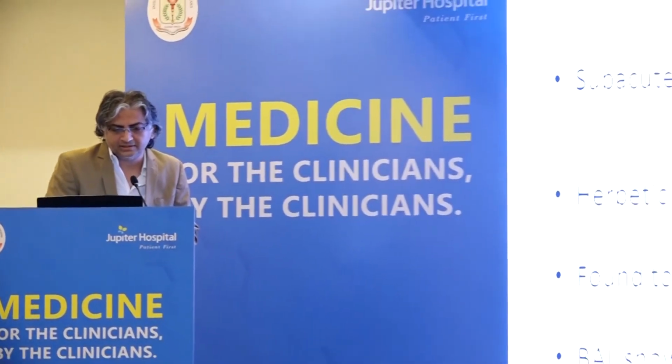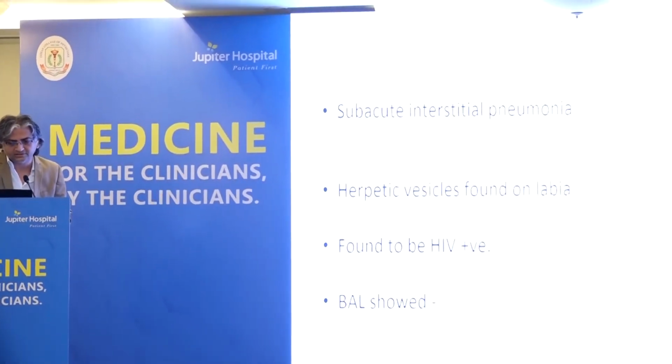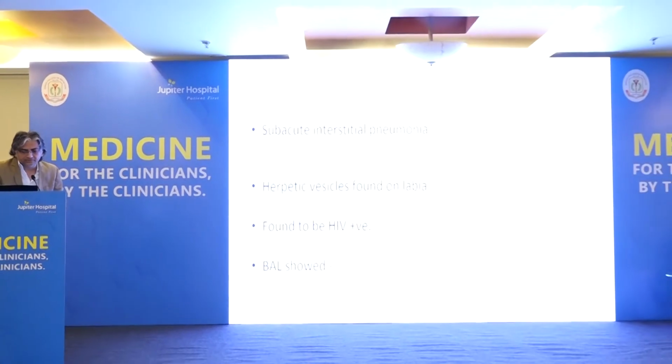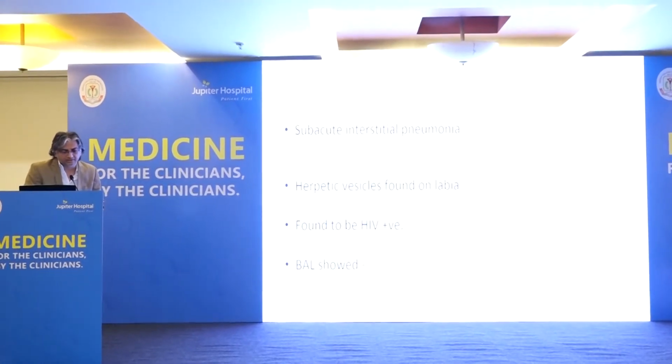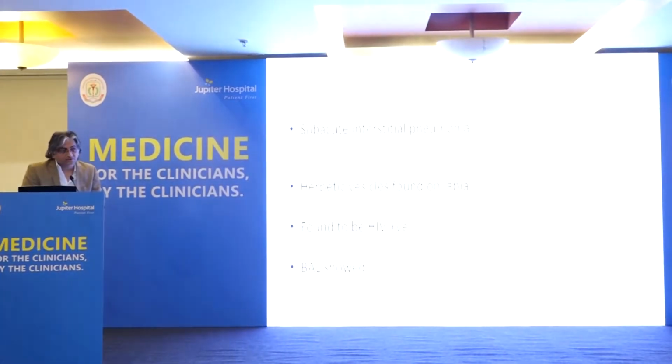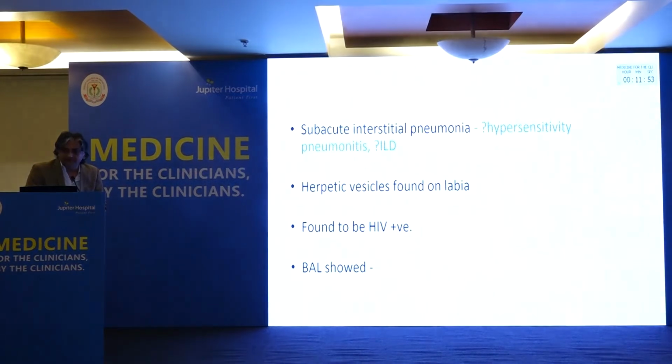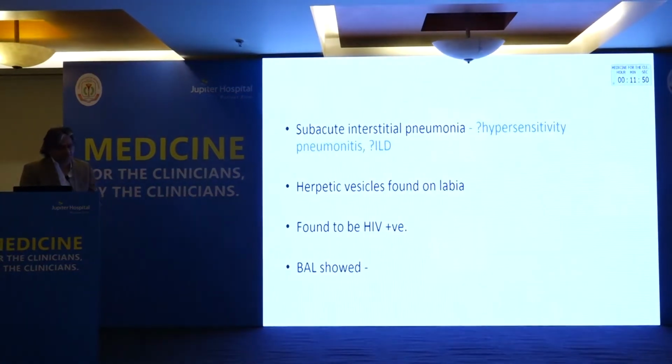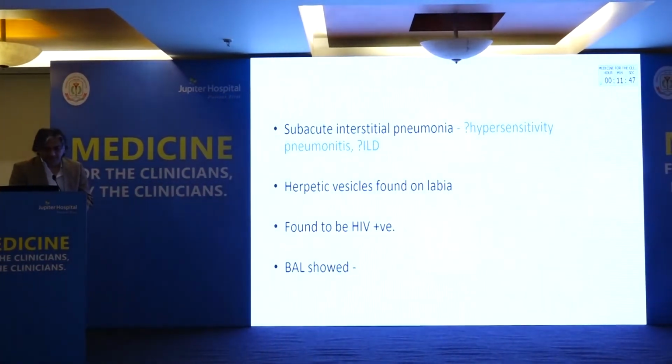Initially, patient had gone somewhere else, and it had been diagnosed as a hypersensitivity pneumonitis or an ILD. But when we examined her, we found some herpetic vesicles on the labia, and she was then found to be HIV positive. So now what Dhanashri said very astutely, the first thing she said is PCP. So that seems to be very high on the cards, because a seropositive patient with ground glass interstitial pneumonia, subacute or chronic, and dyspnea, the first thing you will think of is a PCP, correct?